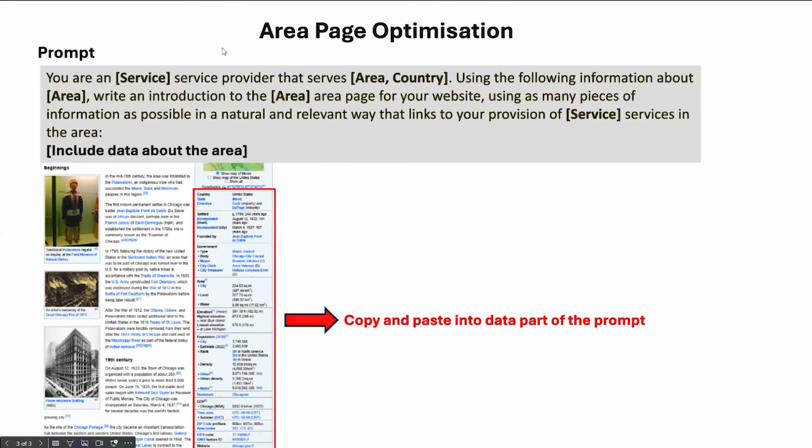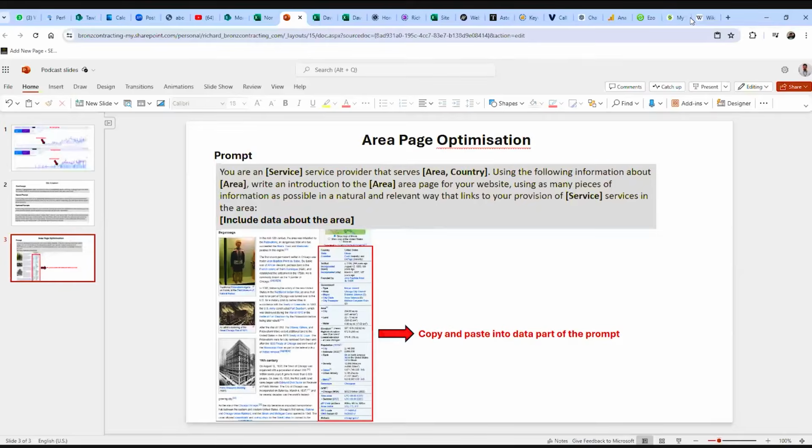Okay, we've got a prompt here. You're a service provider that does serve this area. Using the following information about this area, write an introduction to the area page of your website, using as many pieces of information as possible in a natural and relevant way that links to your provision of the service in the area. And then I'll just copy and paste and dump it into the prompt. So let's try this for Tampa, Florida.